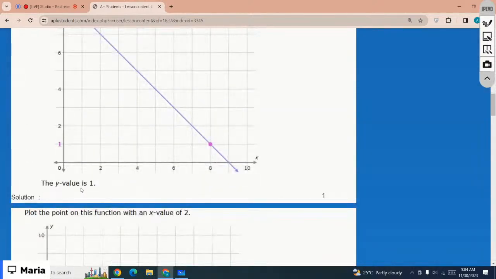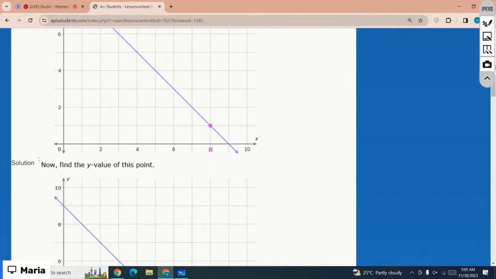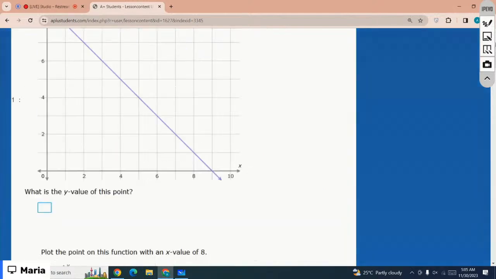So basically you are given the graph of a function. You just have to plot the point that is given in the question and you can see the value of y. Let's just start with the test questions.